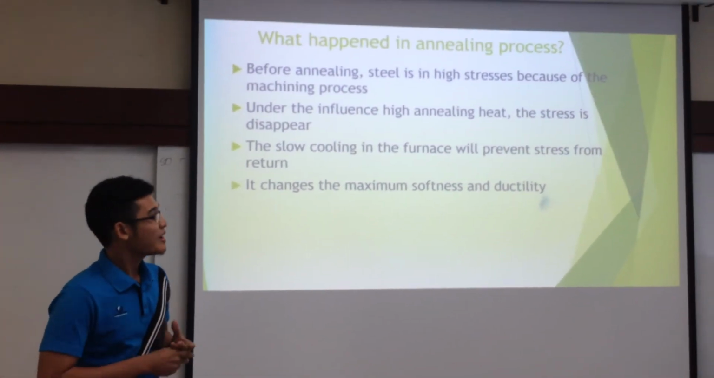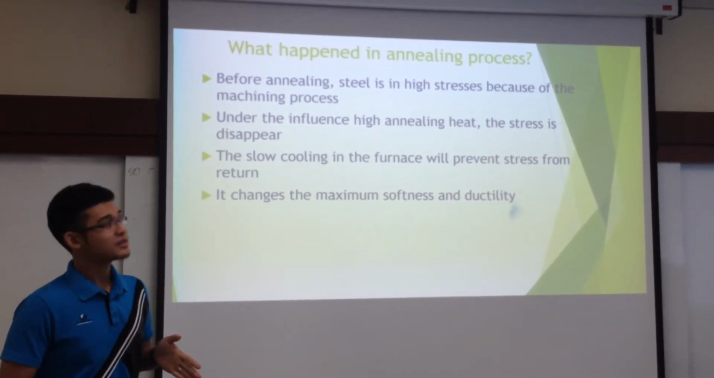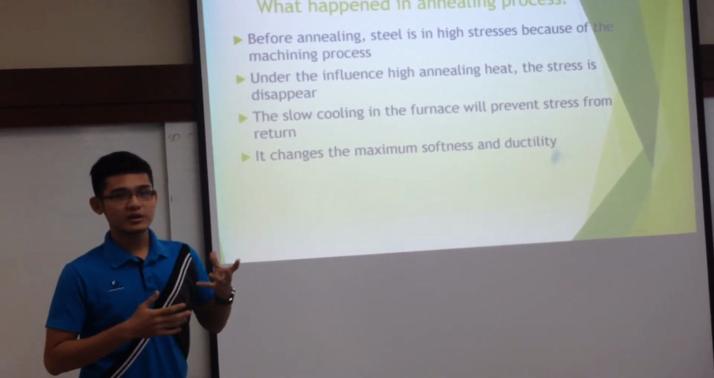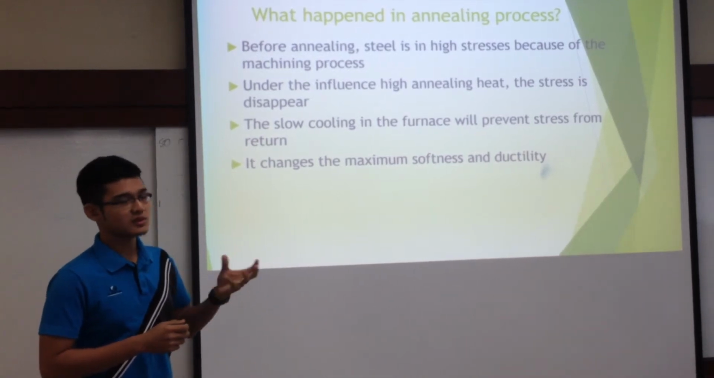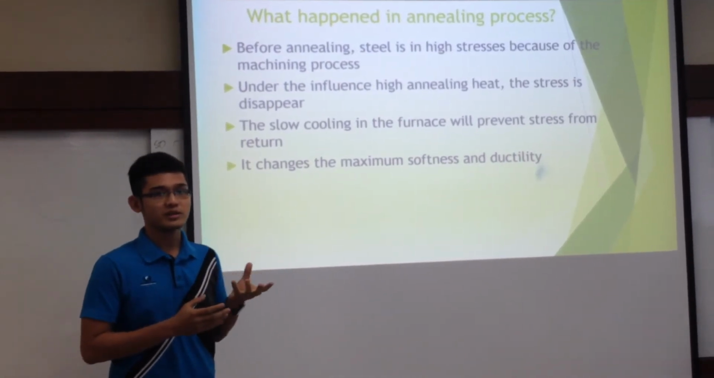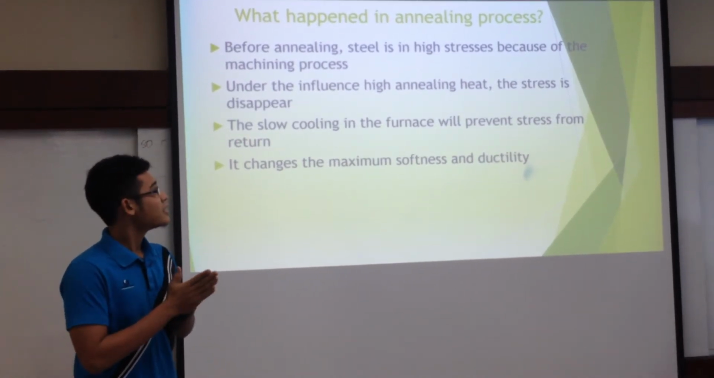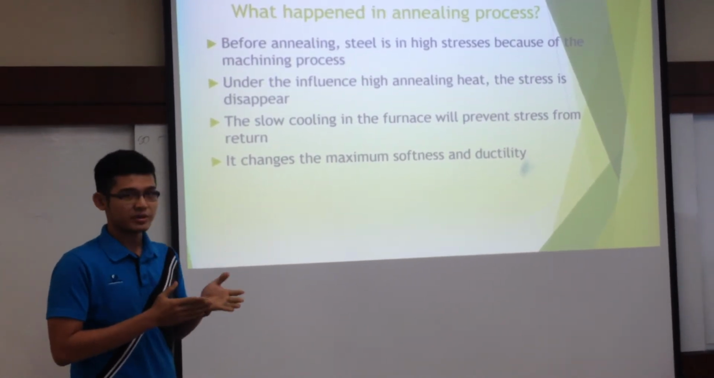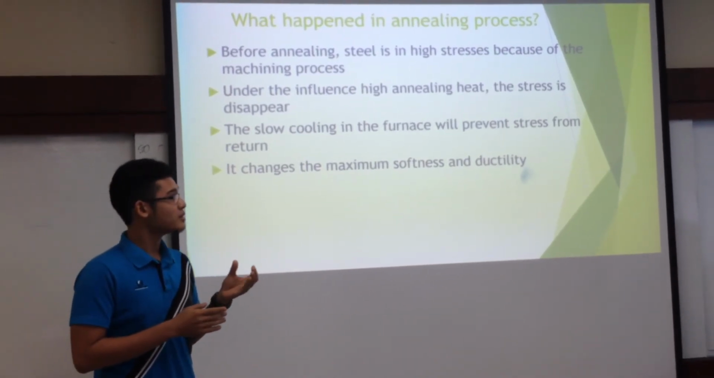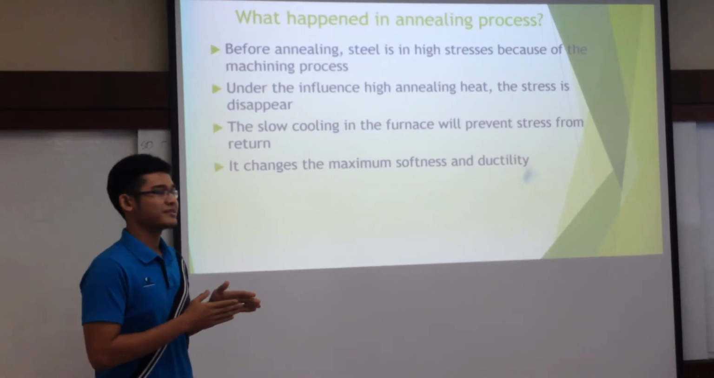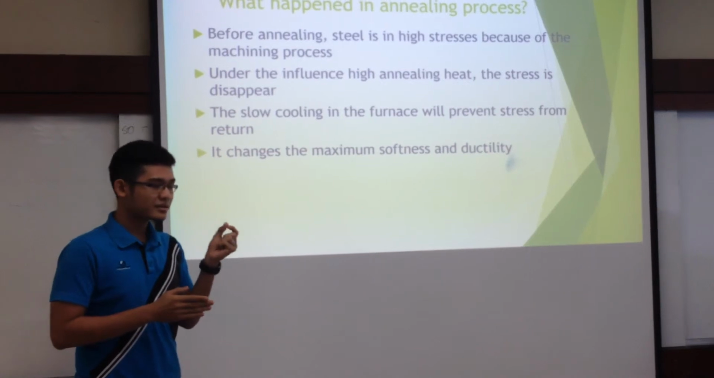One more thing, you might be asked what happens in the annealing process. So I'll explain to you. Before the annealing process, this steel is in high stress. This is because of the machining process that happened before. So under the influence of high annealing heat, the stress disappears. Then the slow cooling in the furnace will prevent the stress from returning. It will give maximum softness and ductility.